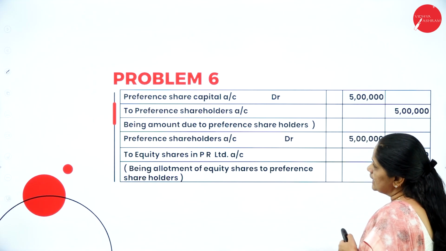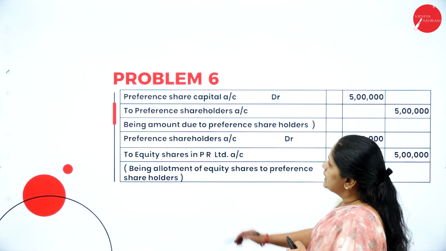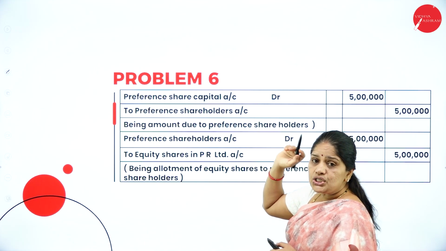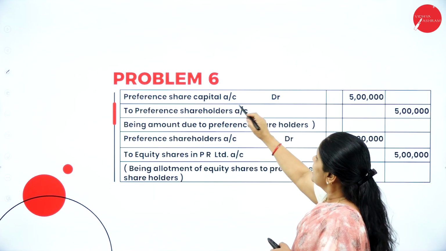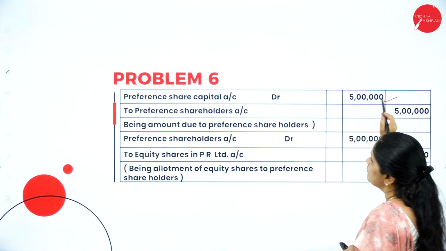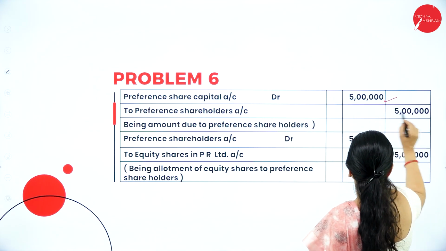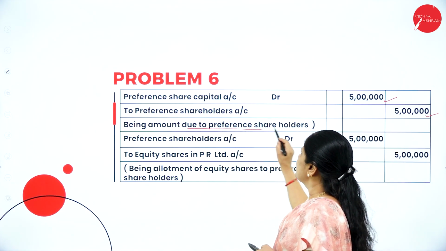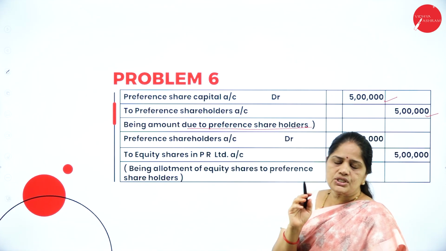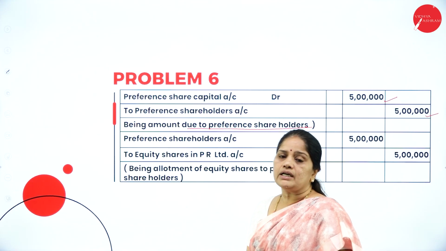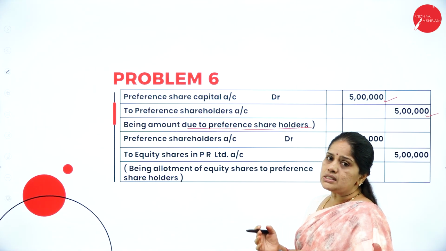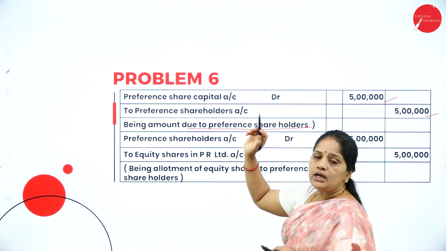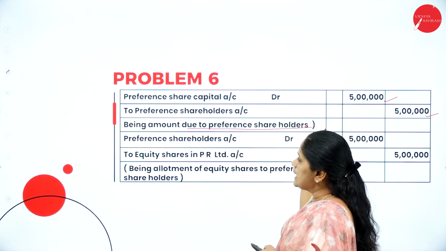Then the next entry will be transferring the preference share capital to the shareholders account. Preference share capital account debit 5 lakhs to preference shareholders account 5 lakhs, being amount due to preference shareholders. So the share capital is to be returned to the shareholders. I am writing preference share capital account debit to preference shareholders account.